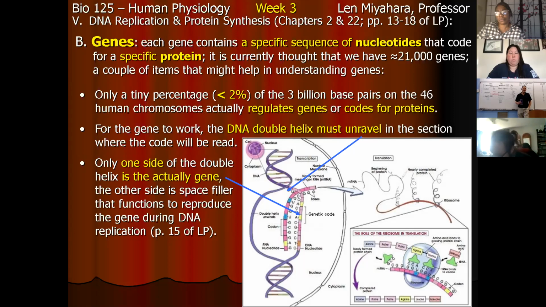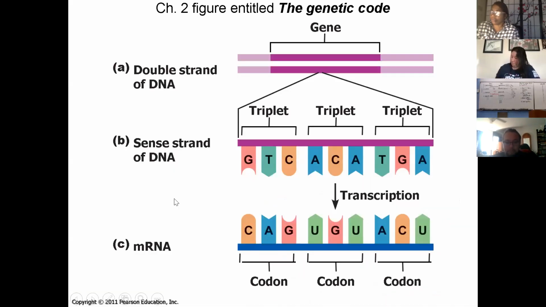Now, even though it's not being read as the gene, I would not call it space filler, because every time your cells divide, you need that other strand that's just sitting off to the side to make the gene for the daughter cells. So it's not exactly space filler, but it's not being read. It's just sitting off here to the side. See this purple? It's just sitting off to the side. So only one side is the actual gene.